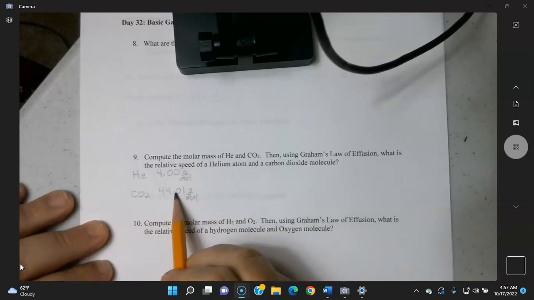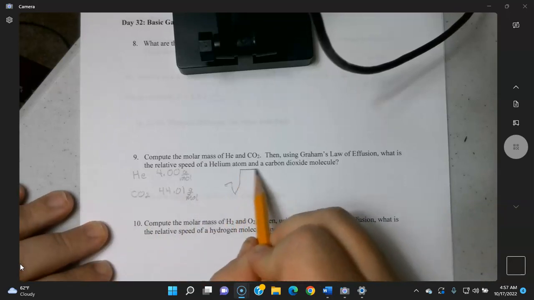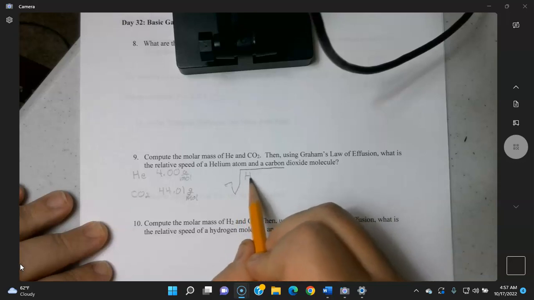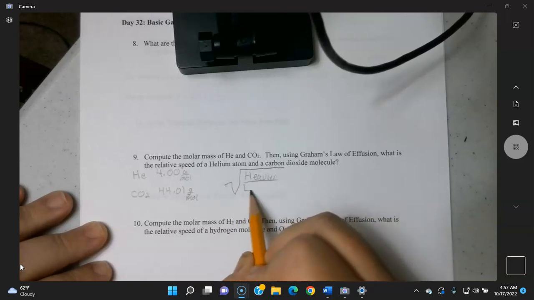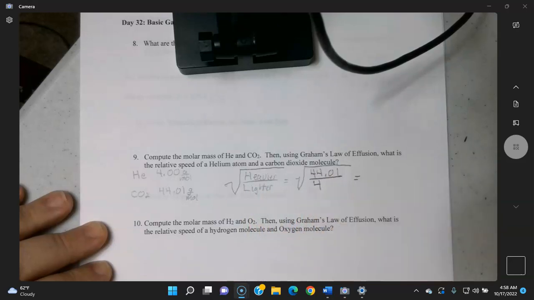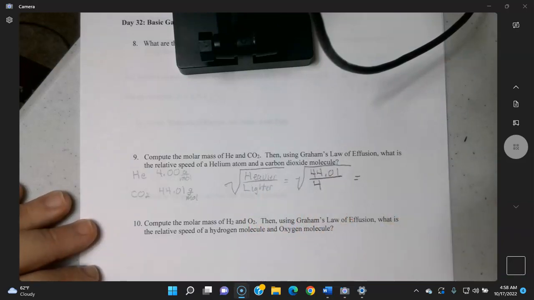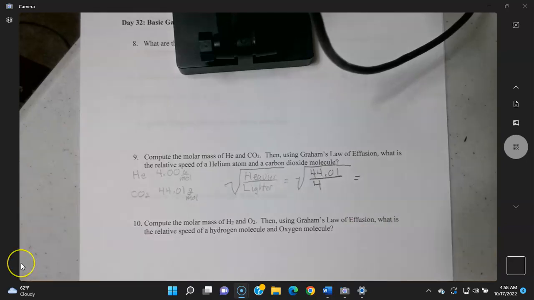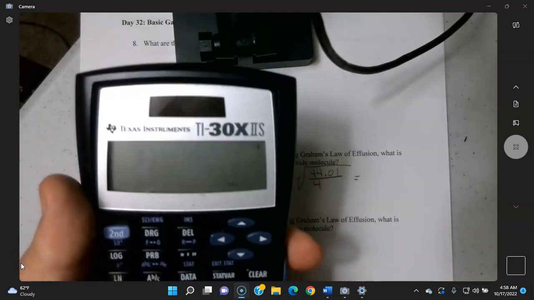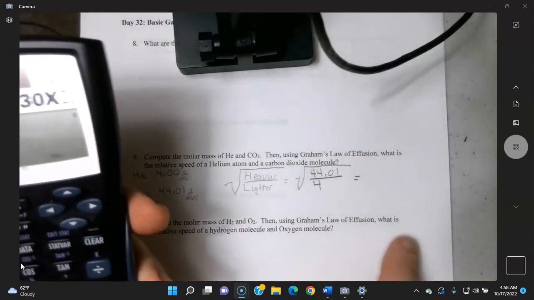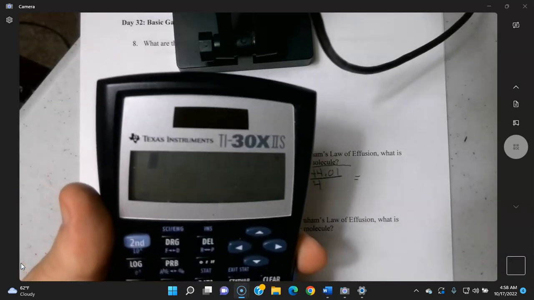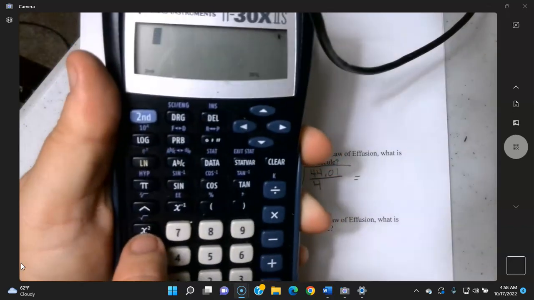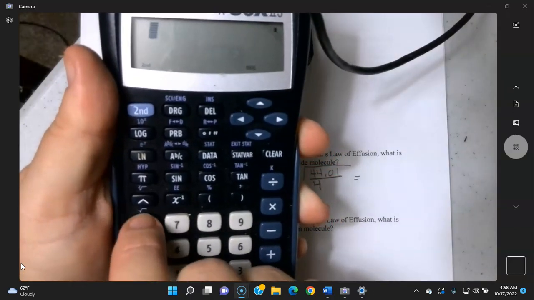So we want the bigger one on top, so it's the square root of the heavier over the lighter, and just do the calculation, do the division, and take the square root of that number. Okay, and I'm going to show you how to do this on the TI-30 because it's a little quirky. If you want to do that, you have to first put in the square root function first. So it's second, and then the x squared button, but that gives you the square root up above.